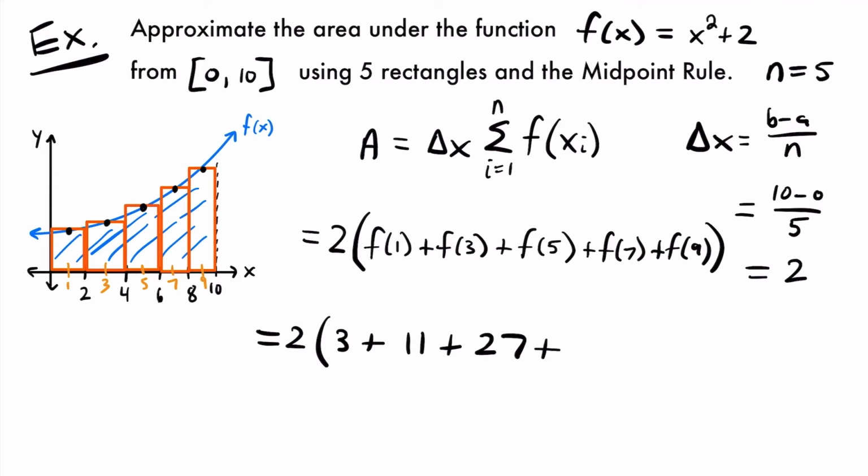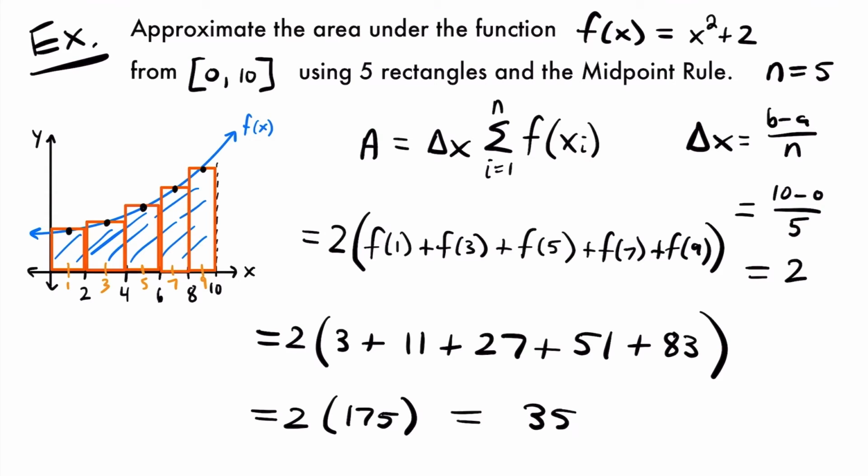And then we will add 7 plugged into this function, so you'll have 7 squared, which is 49, plus 2, so that's 51. So we'll have 51 there. And then we will add 9 plugged into the function. And so we will have 9 squared, which is 81, plus 2, which is 83. All right, and so if we add up all of these numbers, this will be equal to 2 times 175, and that will be equal to 350.